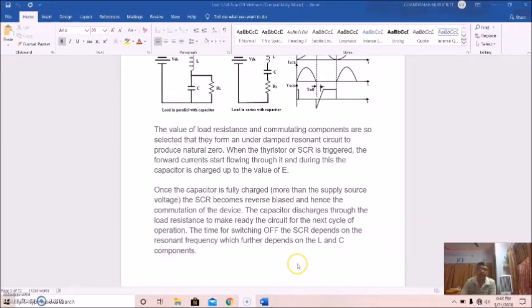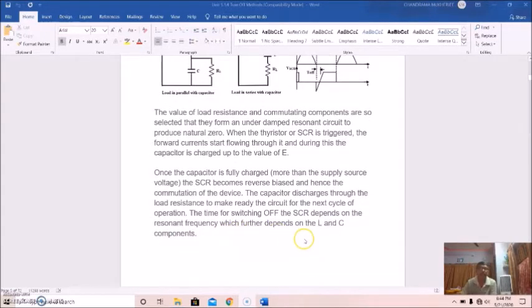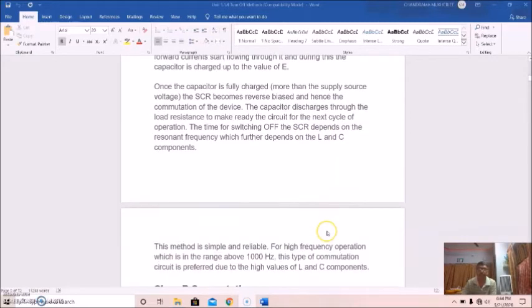The time for switching off the SCR depends on the resonant frequency, which further depends on the inductor and capacitor components. Once again, once the capacitor is fully charged, the SCR becomes reverse biased because a fully charged capacitor behaves like an open circuit. The capacitor then discharges through the load resistance to make the circuit ready for the next cycle of operation.